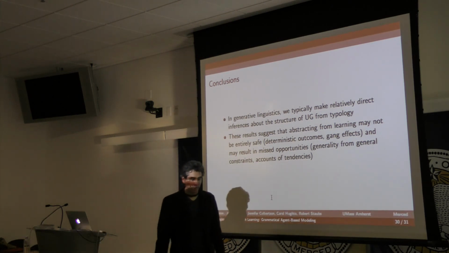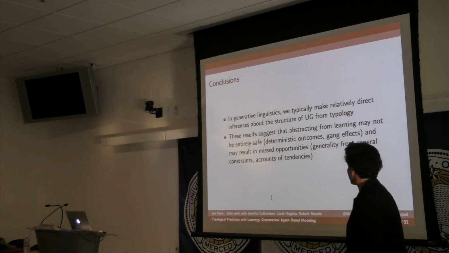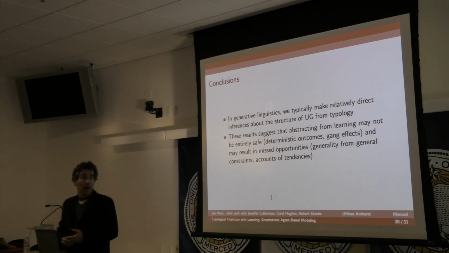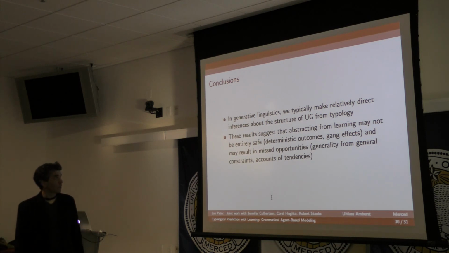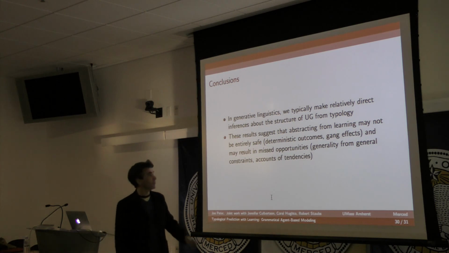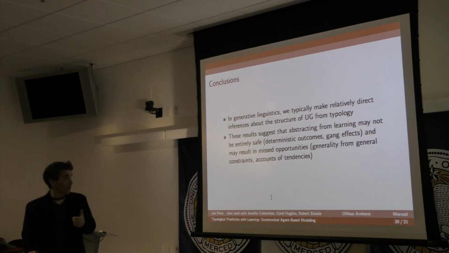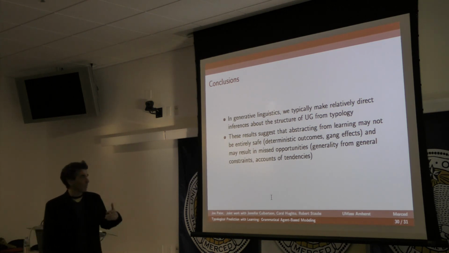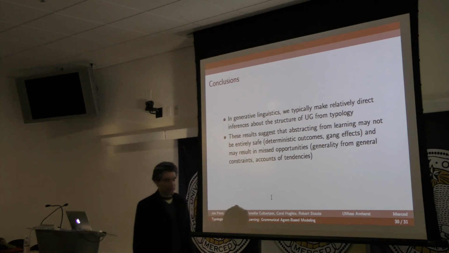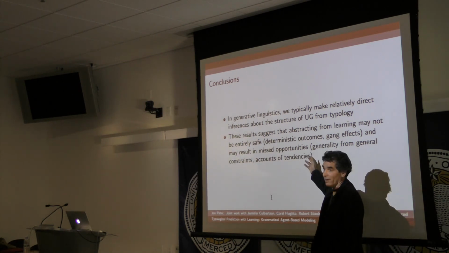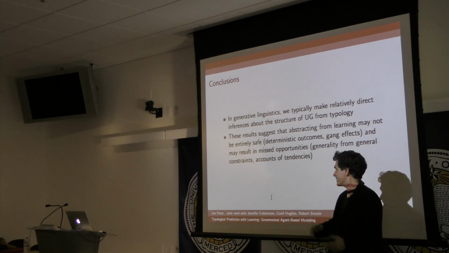Okay, so like I said, in generative linguistics, typically what we're doing is making relatively direct inferences about the structure of universal grammar, about the structure of grammars in general, from typology. But the results I've shown you here and related ones suggest that if you abstract from learning in doing this, it's not entirely safe. As I mentioned relatively quickly, the probabilistic grammars that we're assuming, when they're cast in an agent-based model, tend to get peak probabilities, tend to get deterministic outcomes. We're getting skews away from gang effects. And the other problem with abstracting from learning is that you're missing opportunities to account for the tendencies that we find rather than just exists or doesn't exist.